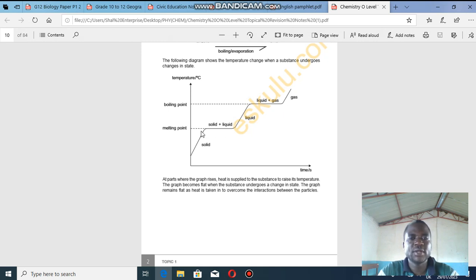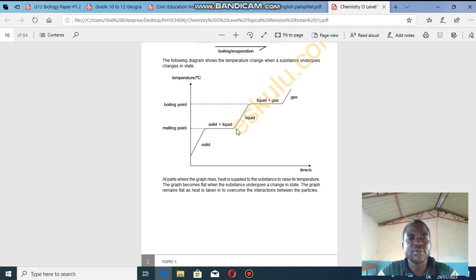So here we have the melting point. From here up to this level, before you meet the horizontal line, this is completely a solid. If it's ice, it's a solid. Now once it reaches the horizontal line like here, this is the melting point, and the temperature here remains constant. Give a reason why temperature remains constant in this region: because you need much energy to break the bonds, the forces holding the particles together.